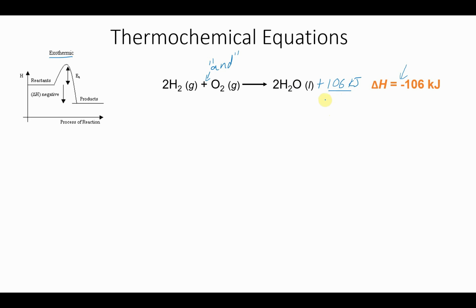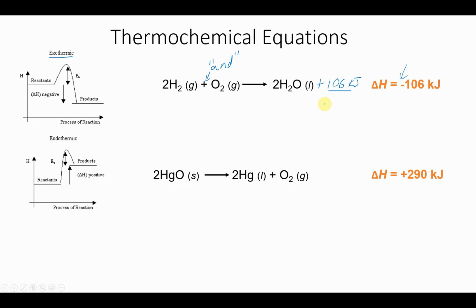It wasn't consumed in the reaction. It wasn't used up. Whereas if we were to look at another reaction, which is mercury oxide, I've never actually done this reaction before. But if I look at its delta H, it's positive 290 kilojoules. That means energy is going to be entering the reaction. We know that it's endothermic. Because that energy is going to be entering the reaction, that means it's going to be absorbing that energy, so the products will be higher in energy than the reactants because they'll be taking that energy in.